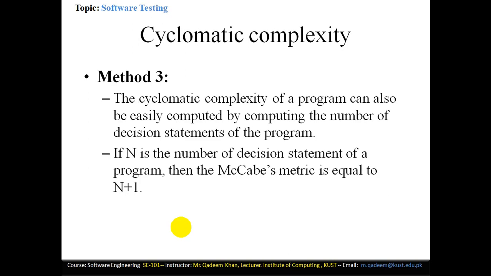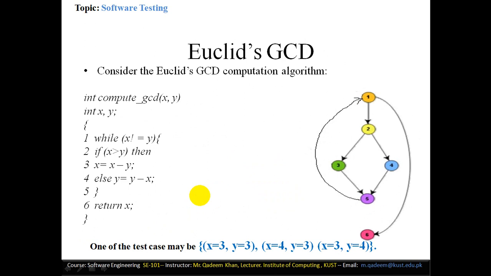And the third method is N plus 1. N shows the number of decision statements. Number of decision statements plus 1. Decision statements in a program mean all the relational operators, you should count the relational operators here. For example, x not equal to y is one relational operator and x is greater than y is another. So these are those operators which define the controls, for example 1 and 2. So 2 plus 1 is equal to 3.